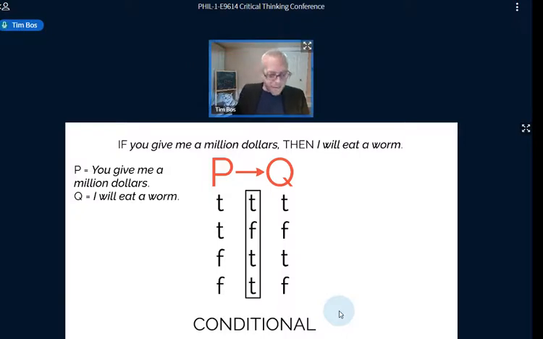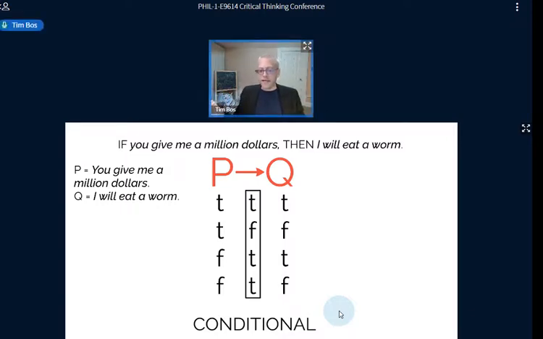So that fourth one, yeah, exactly. A conditional is always true unless it has a true antecedent and a false consequence. In other words, what would disqualify your claim that you would eat a worm if somebody gave you $1 million? There's only one scenario that really disqualifies that. That's the scenario where I give you $1 million and you don't eat the worm. That would disqualify your statement.